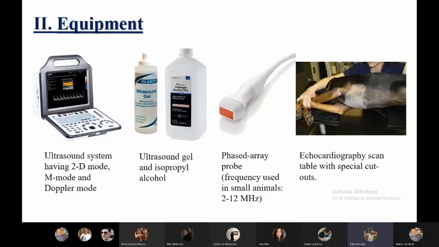frequencies. Also, an echocardiography scan table, such as the one seen here, with special cutouts is used. The probe is placed beneath the animal, beneath the table, since this allows the heart to drop towards the thoracic wall by gravity, and thus creates less lung interference on the images obtained, so no reflection of sound waves from the lungs will occur from this side.